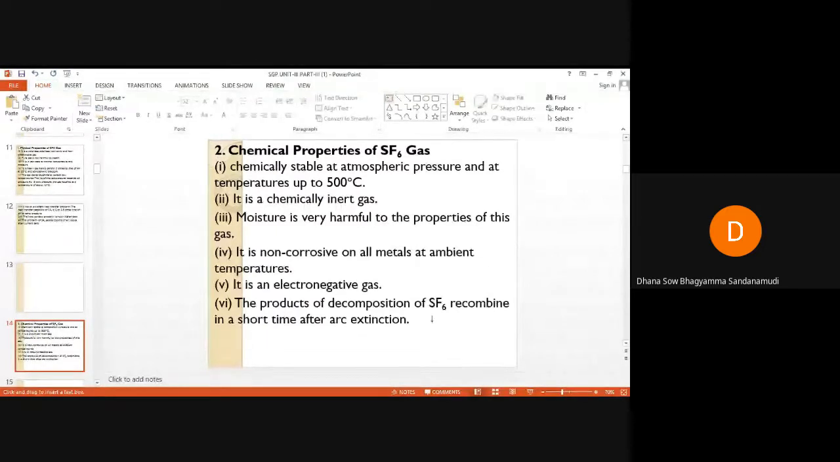And the rate of rise of dielectric strength is very high. Hence, SF6 circuit breakers are suitable for switching conditions involving high rate of rise of restriking voltage.